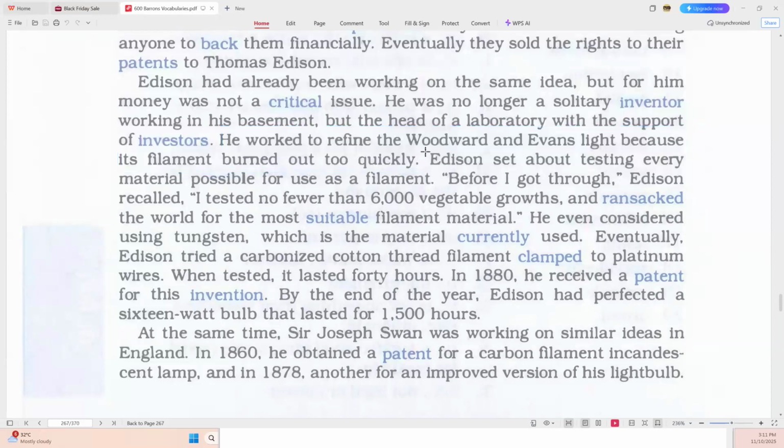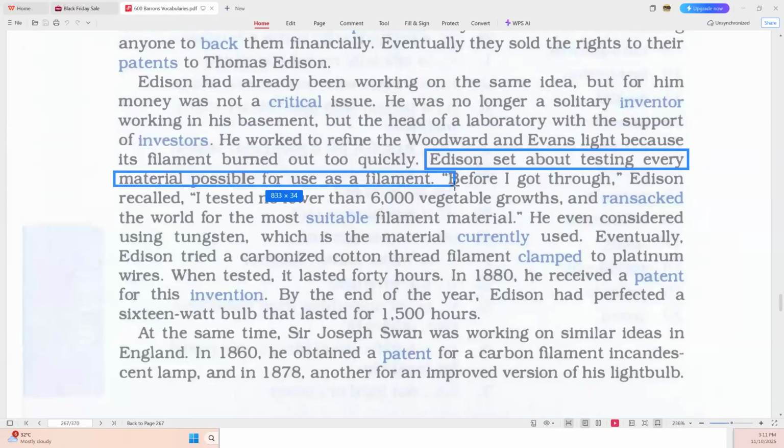So let's check the third sentence. Edison said about testing every material possible for use as a filament. Said about testing. Show me the meaning of the sentence. We see the phrasal verb here that is said about. Said about something. It means start to do something.